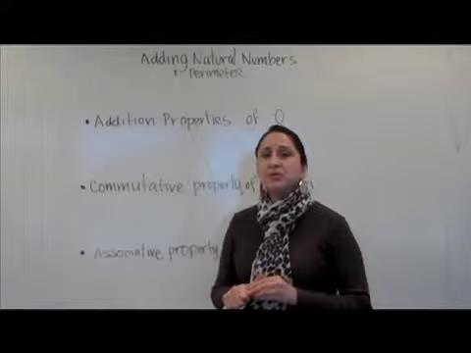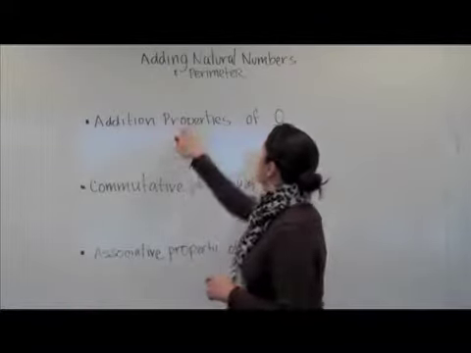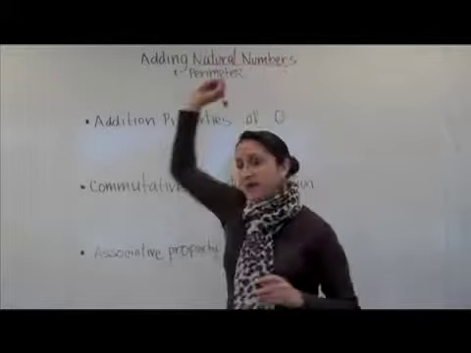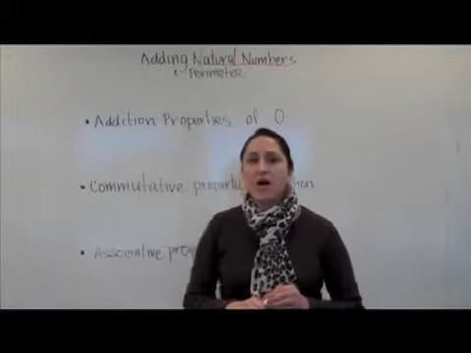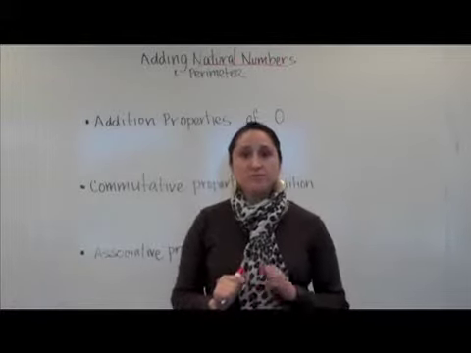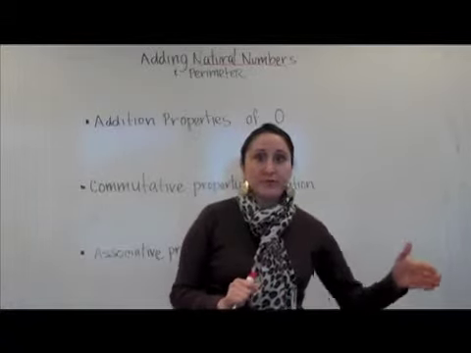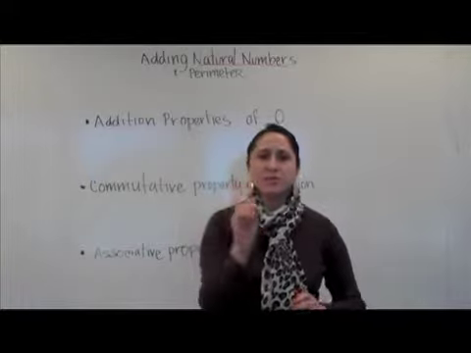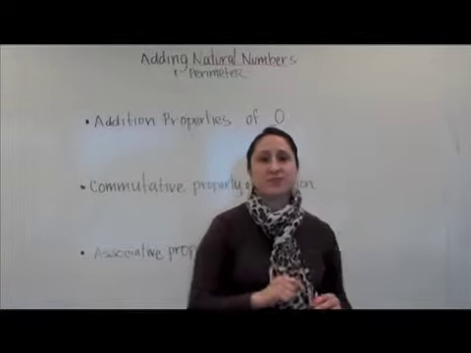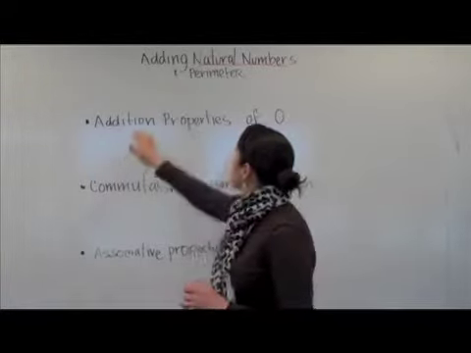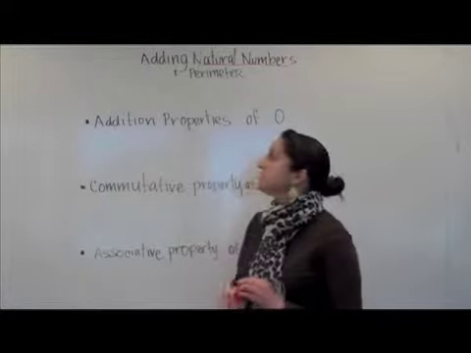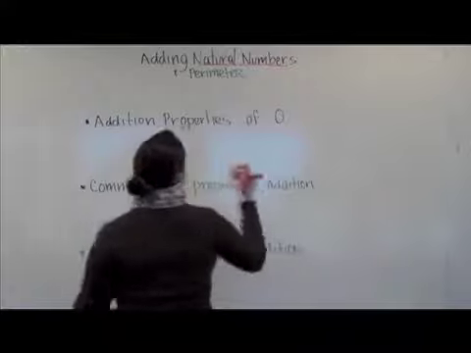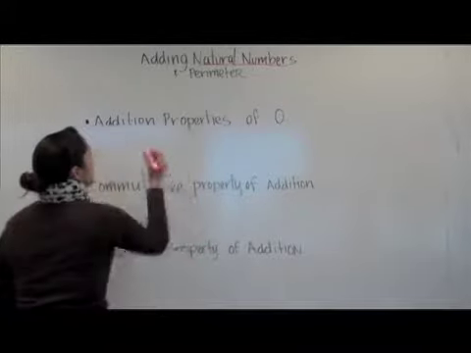What does that mean? Well, before we can even understand this, we have to understand what natural numbers are. Natural numbers are 0, 1, 2, 3, 4, and so on, all the way to infinity. So we're talking about 0 and 1 and every positive number. So if we're talking about addition properties of 0, let's look at an example so we can see it.